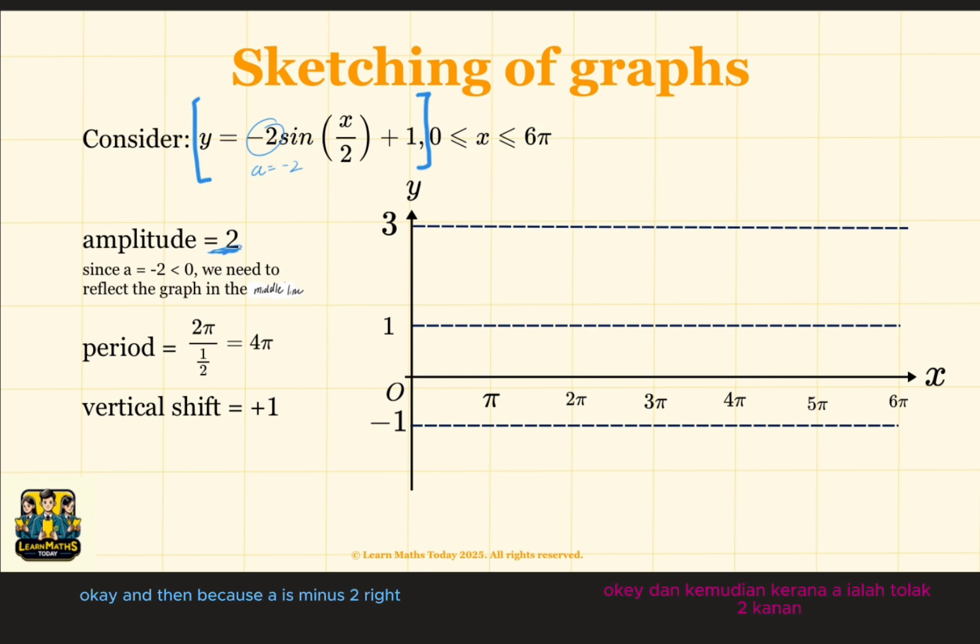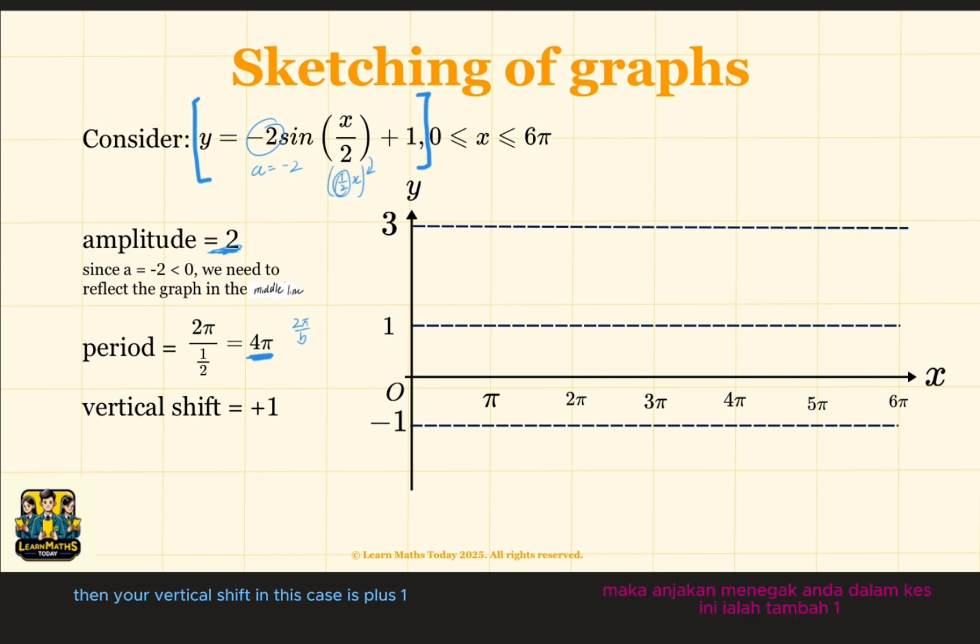Okay? And then because A is minus 2, which means A is negative, we will need to reflect the graph in the middle line. Okay? And you'll see that later. So, your period in this case is 2 pi over b, and b is actually half. It will actually look like this, okay? So it's 2 pi divided by half, which is 4 pi. So your period is 4 pi.